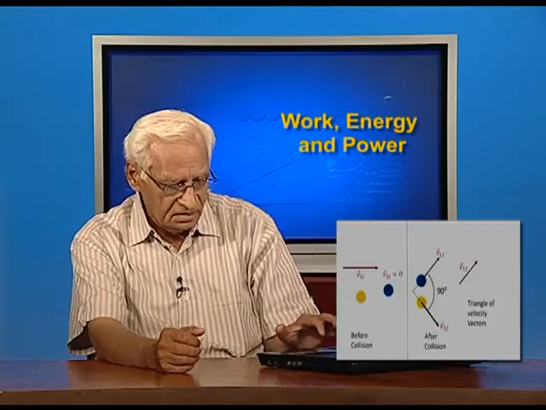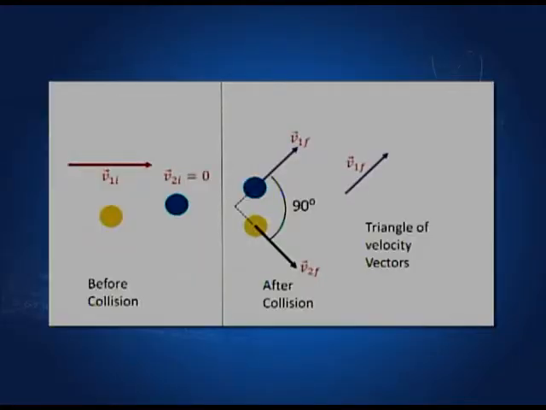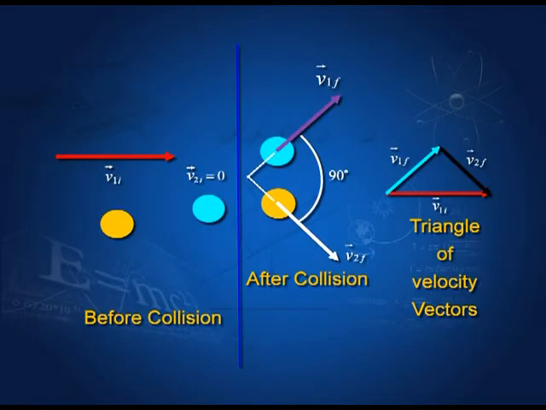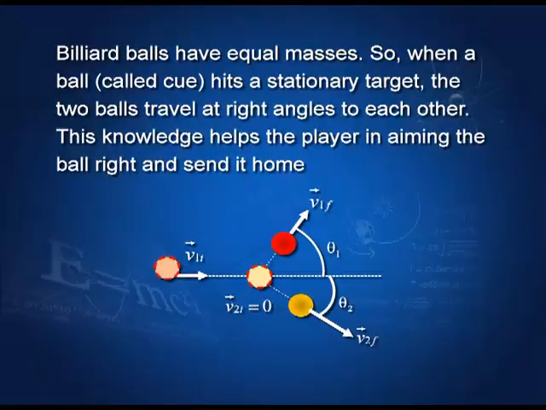Look at the triangle. This is v1f. This is v2f, you can see that they are parallel and have the same length, these lines, and this is the initial momentum v1i, and they form a right angled triangle, and this angle is 90 degrees. If you have seen a billiard table, then you would have seen this phenomenon.